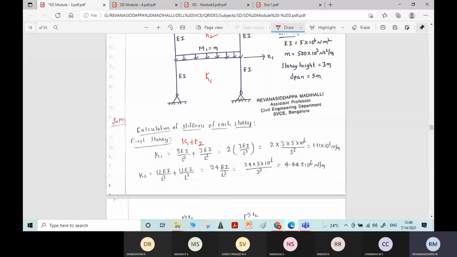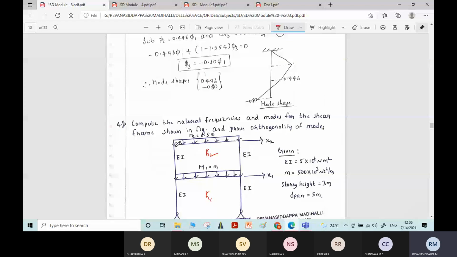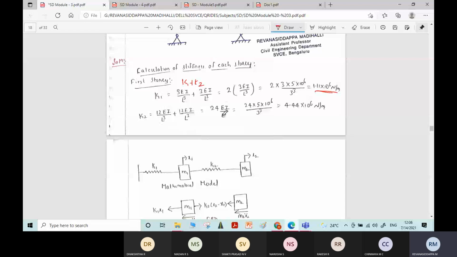It is a hinged condition. You can see it is a hinged condition. For the hinged condition, the equation for stiffness is 3EI by L cube plus 3EI by L cube: stiffness of the first column plus stiffness of the second column. So the equivalent stiffness of story 1, k1, is equal to 2 into 3EI by L cube. The EI value is given, that is substituted, and we got k1 equal to this much value. Similarly, k2 is equal to, here it is a fixed condition. For the fixed condition, the formula is 12EI by L cube, not 3EI by L cube. So the final answer is 24EI by L cube. Substituting the EI, you will get the answer.